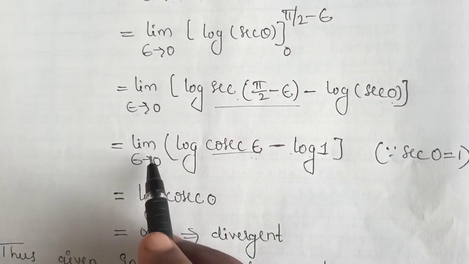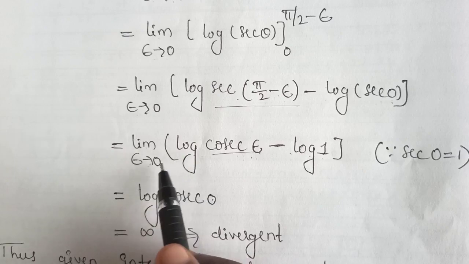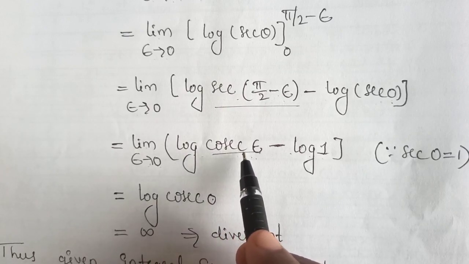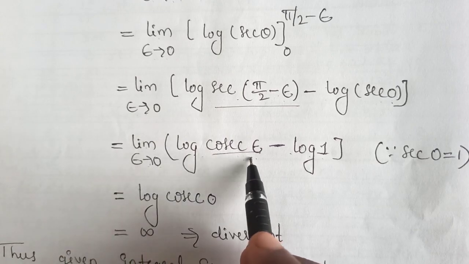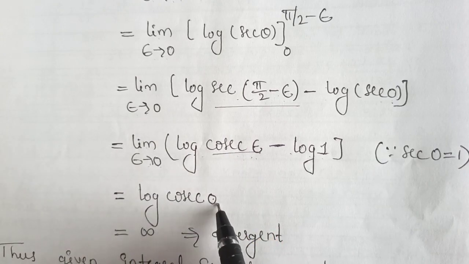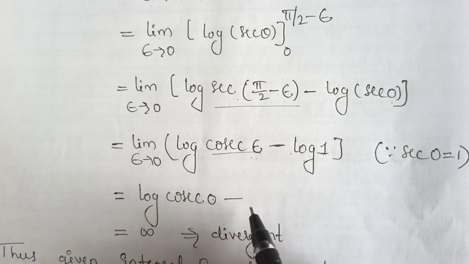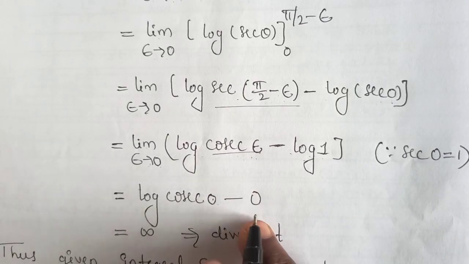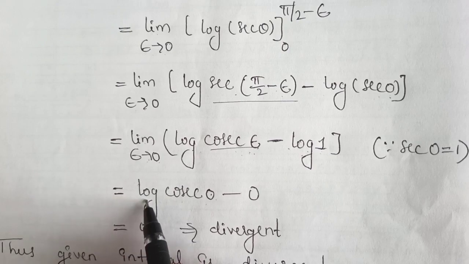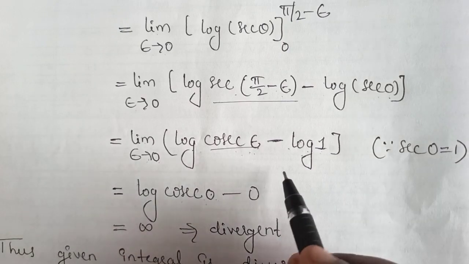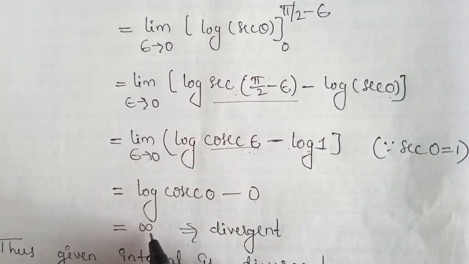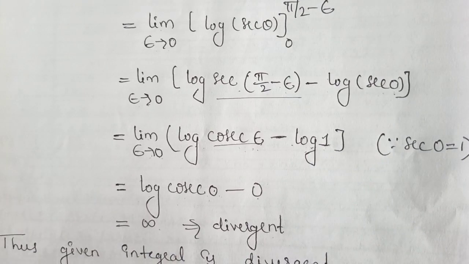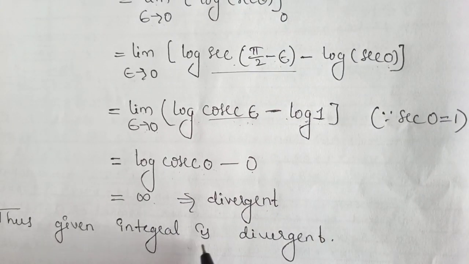On evaluating the limit, in the place of epsilon we substitute 0, we get log of cosec 0 minus log of 1. Log of 1 is equal to 0, and log of cosec 0 is infinity, therefore it is divergent. Thus we can say that the given integral is divergent.